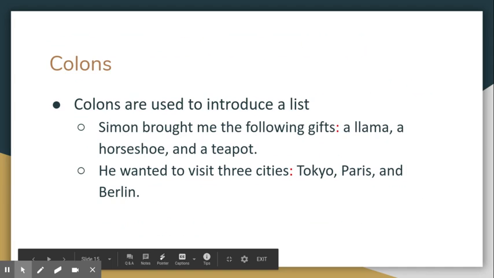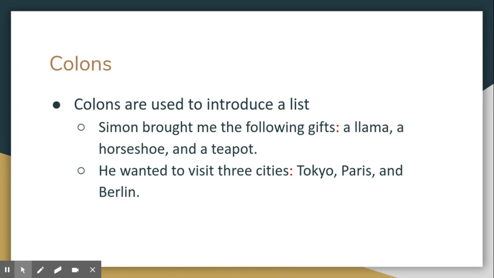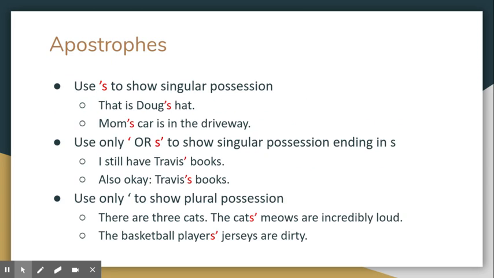All right, colons are one of our easy ones. They just introduce a list. Simon brought me the following gifts: a llama, a horseshoe, and a teapot. He wanted to visit 3 cities: Tokyo, Paris, and Berlin.